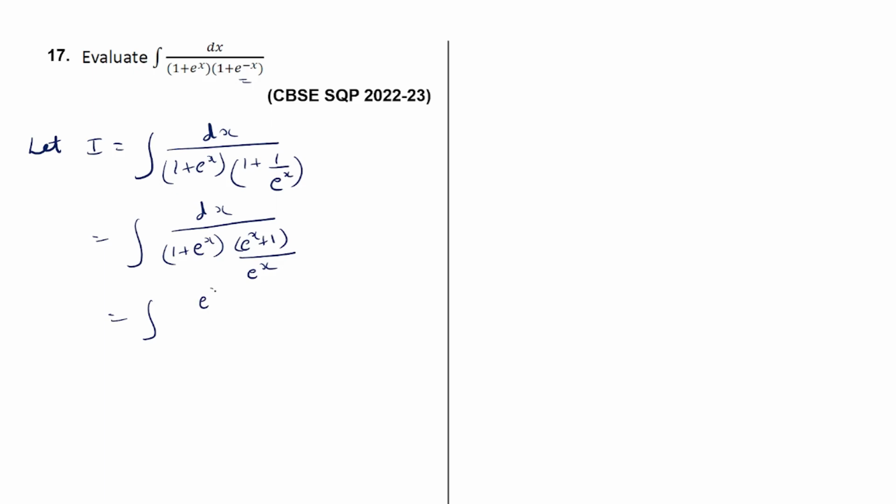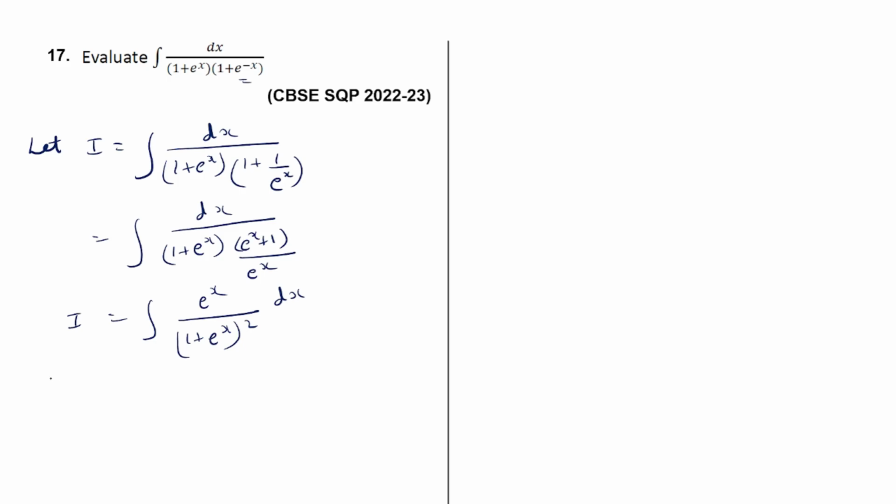So this becomes integral e raised to x by 1 plus e raised to x the whole square dx. This is 1 plus e raised to x into 1 plus e raised to x, which is 1 plus e raised to x the whole square. This whole thing by e raised to x, when it goes to the numerator, it becomes e raised to x into dx.